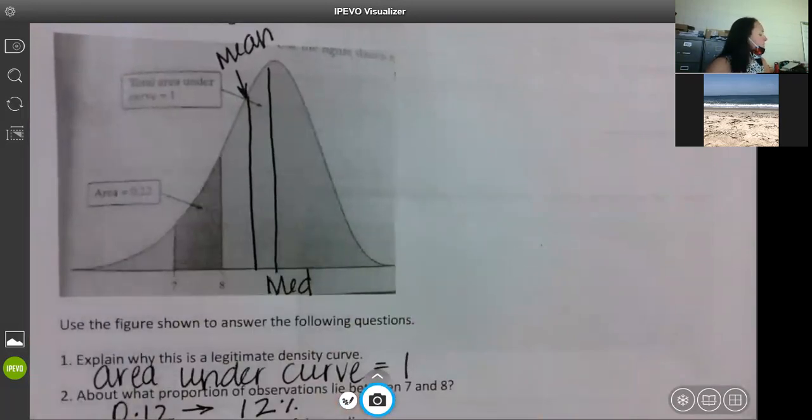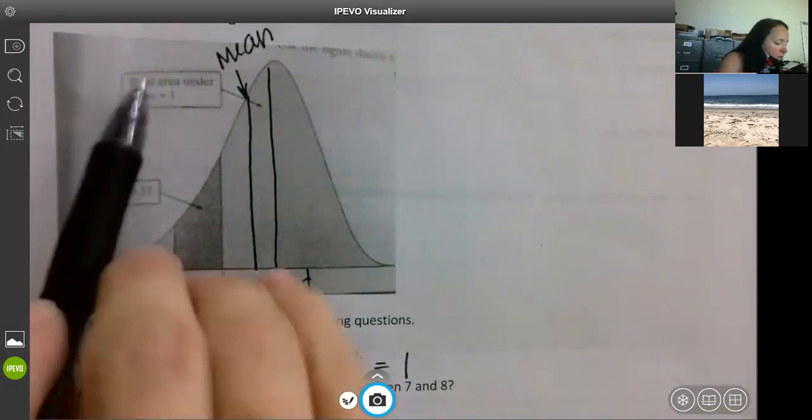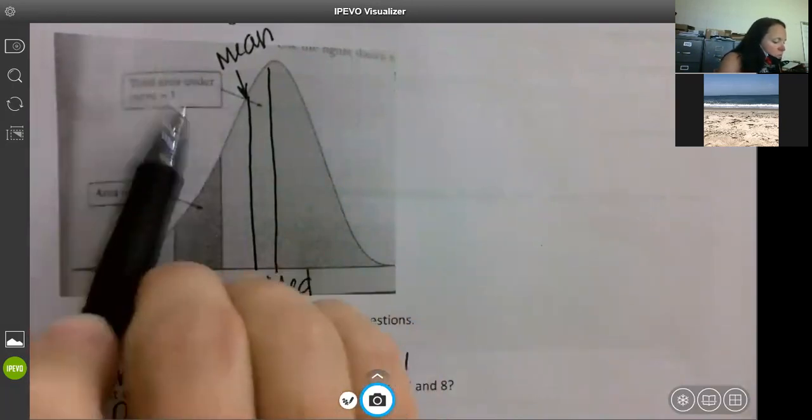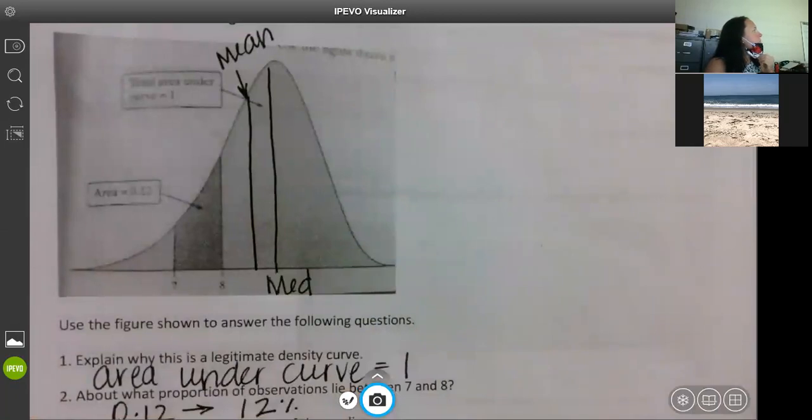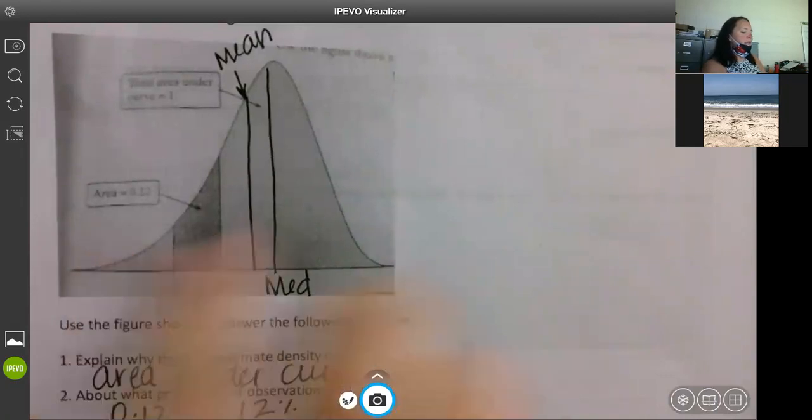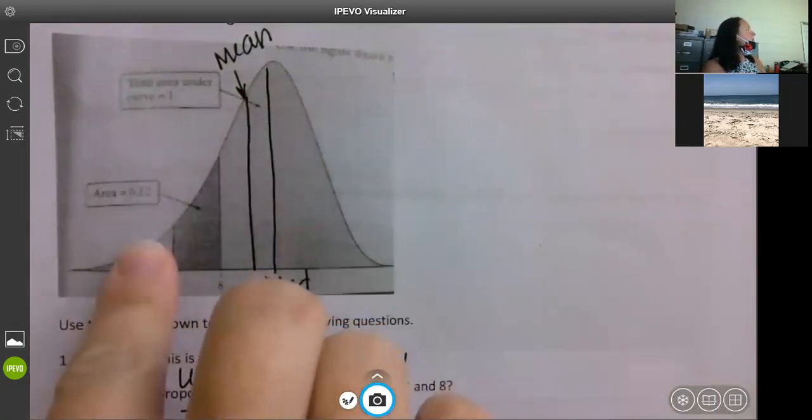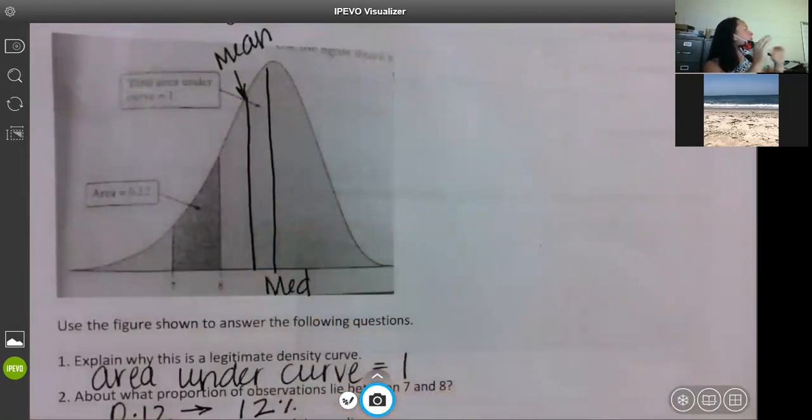Where's the... what are you confused about? See the one, right here. Total area under curve equals 1. You just can't see it because it's blurry and little. Are you talking about you can't see that this equals 1? It's just 100% of the data is contained under that curve.